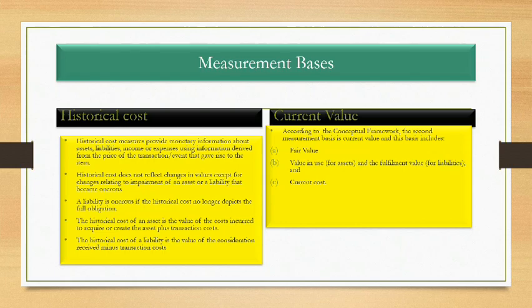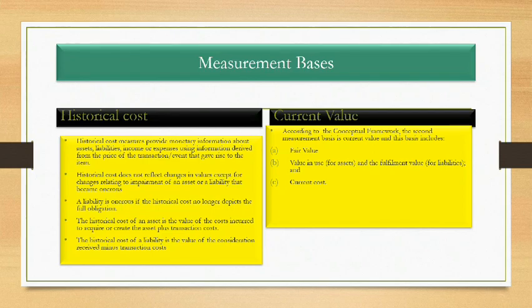With regard to historical cost, measures provide monetary information about assets, liabilities, income, or expenses using information derived from the price of the transaction or event that gave rise to the item. Historical cost does not reflect changes in values, except for changes relating to impairment of an asset or a liability that becomes onerous. A liability is onerous if the historical cost no longer depicts the full obligation.